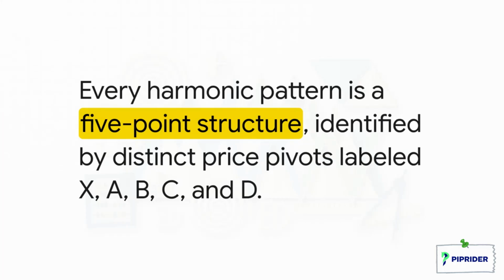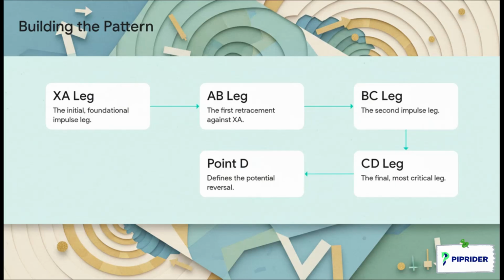And here's the skeleton that holds that math together. Every single harmonic pattern is defined by 5 key turning points. We just label them X, A, B, C, and D. This 5-point structure is what we use to identify and measure every pattern we find. Let's just walk through building one, step by step.